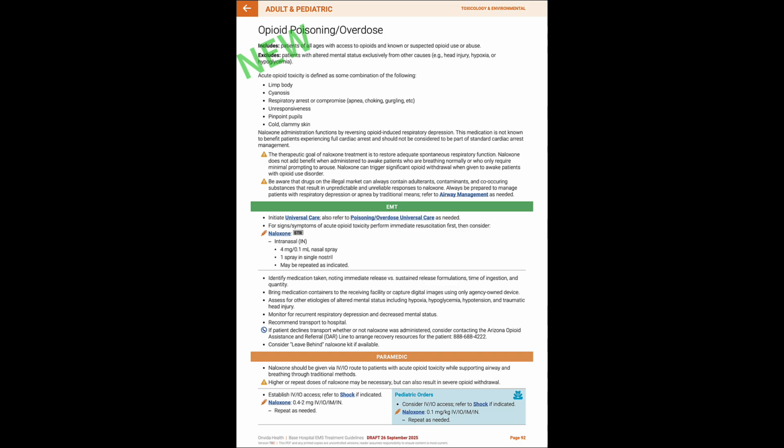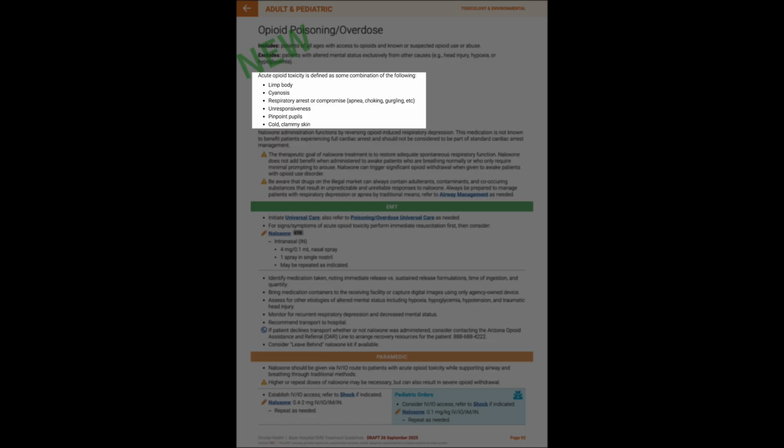This page applies to patients of all ages who are known or suspected to have used opioids. It explicitly excludes patients whose altered mental status is clearly due to something else like head trauma, hypoglycemia, or hypoxia. The guideline defines acute opioid toxicity as some combination of these signs: limpness of the body, cyanosis, respiratory arrest or compromise such as choking or gurgling, unresponsiveness, pinpoint pupils, and cold, clammy skin.